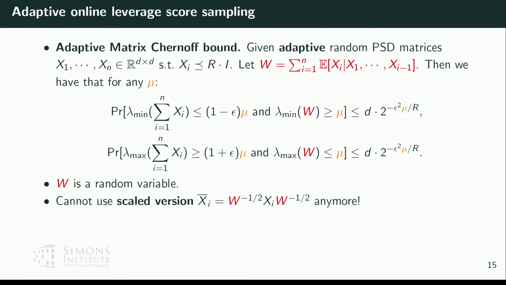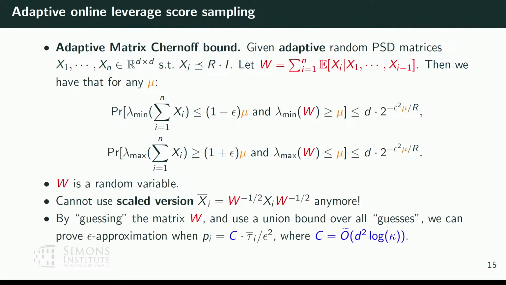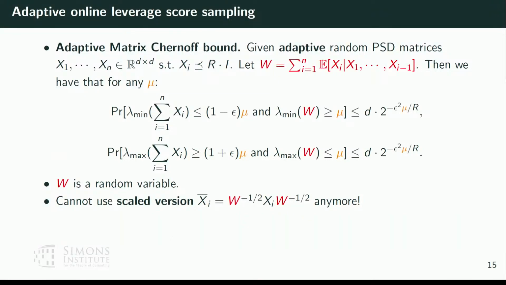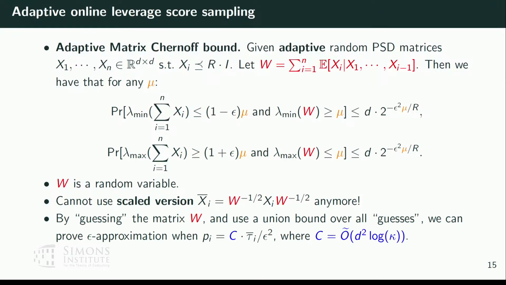And because W is a random variable, we cannot define the scaled version anymore. It's not even well defined. Why? Because W itself depends on whether we sampled the ith row or not, so it depends on xi. So we cannot do what we did in the previous slide for the oblivious case. But what we can do is guess what the value of this expectation matrix W is.